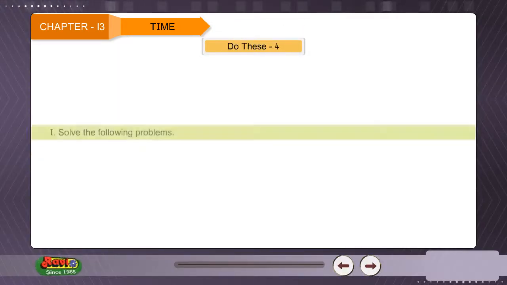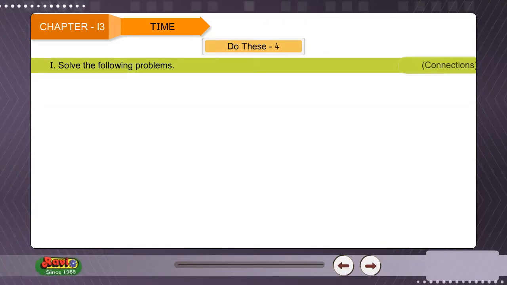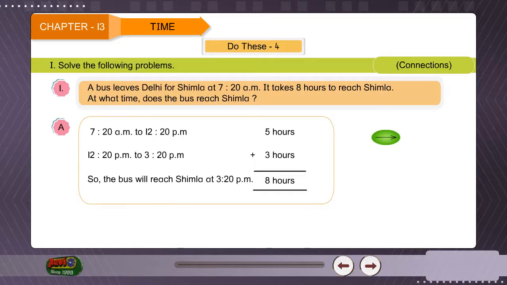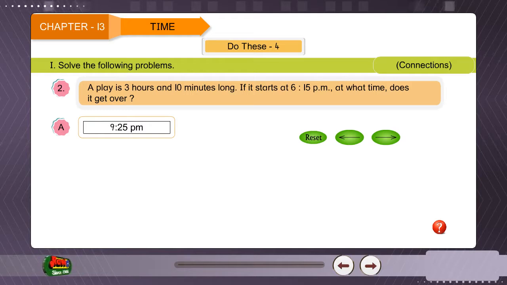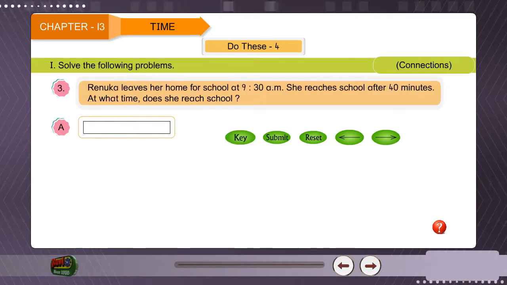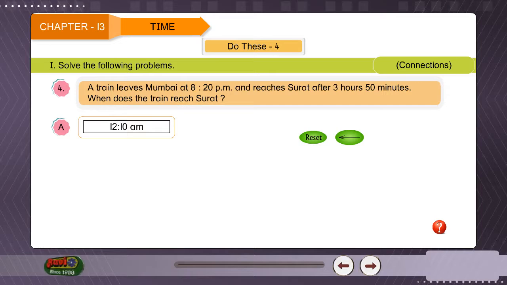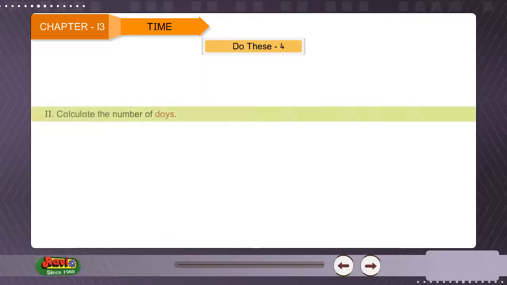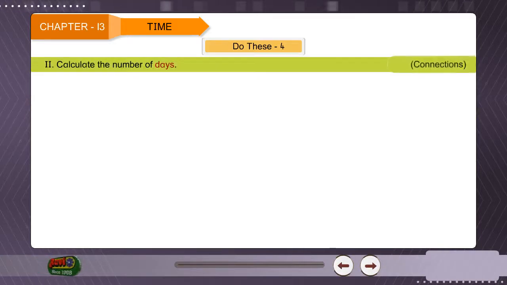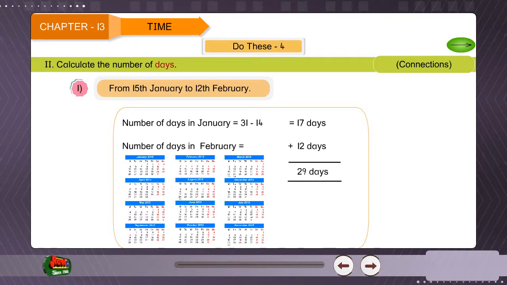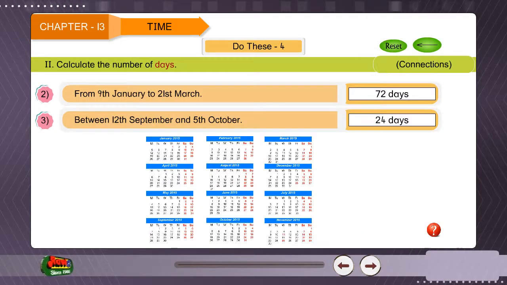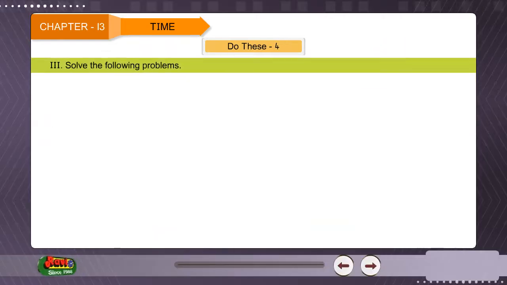Do these. 1. Solve the following problems. 2. Calculate the number of days. 3. Solve the following problems.